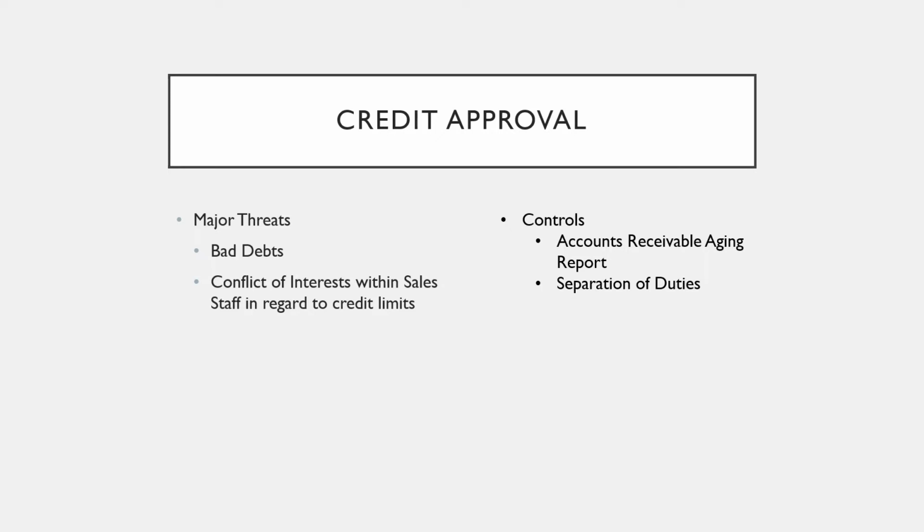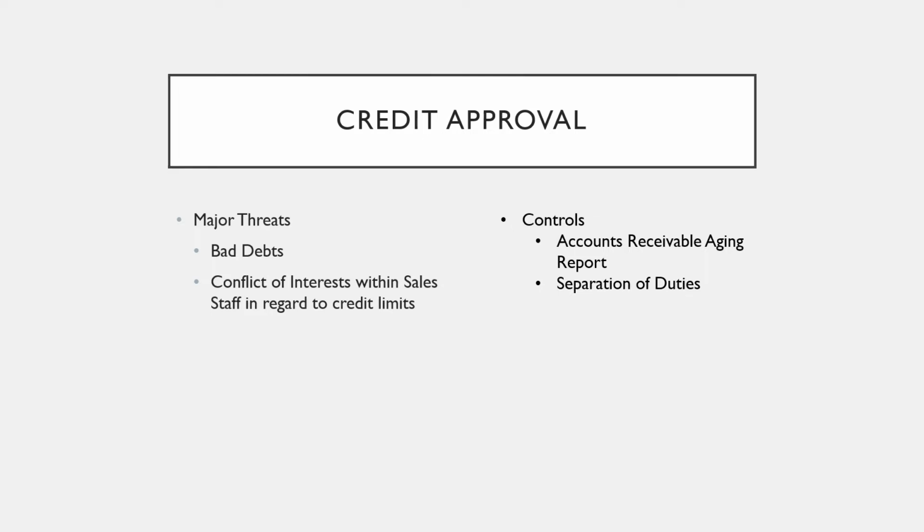Furthermore, when tackling bad debts, you might have some conflict of interest within the sales staff. Sales staff are encouraged to, especially if they're paid by commission, meet a certain quota, and if they are trying to meet those quotas, they might not necessarily care to really look into the credit limit. All their mind is set on is just selling, selling, selling. And so there are a couple controls that go along with that.